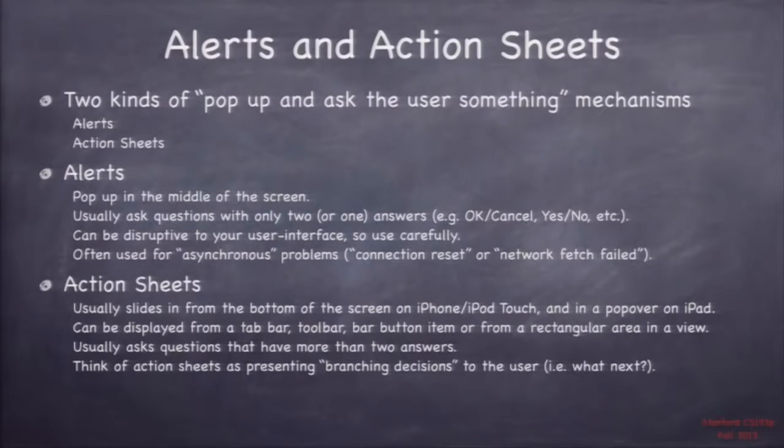So make sure that's really the UI you want, as opposed to just having buttons in your UI that push different view controllers. That's another way to do branching decisions as well. And we'll see action sheets. I'll be demoing those on Wednesday. Okay. All right, what's the API for these two things look like?